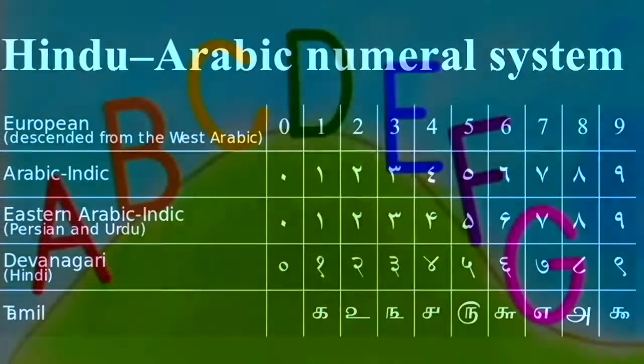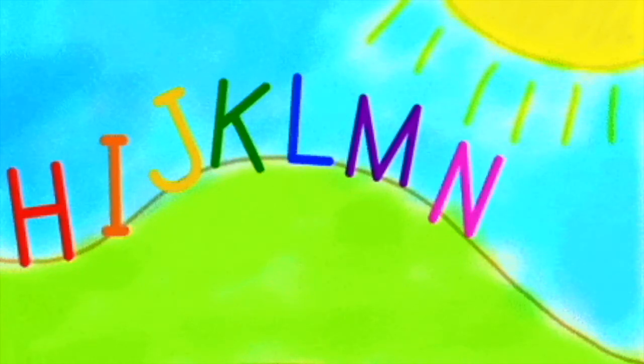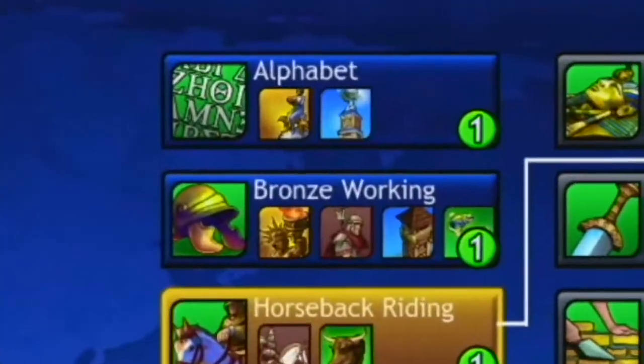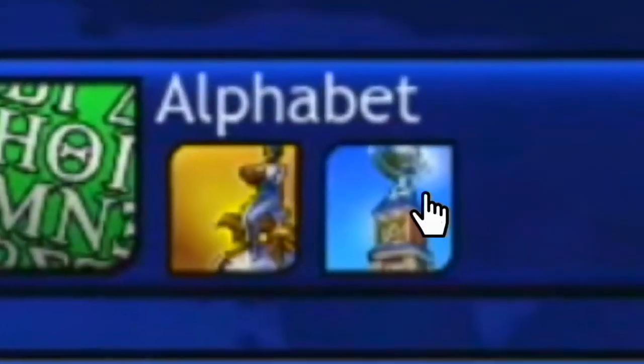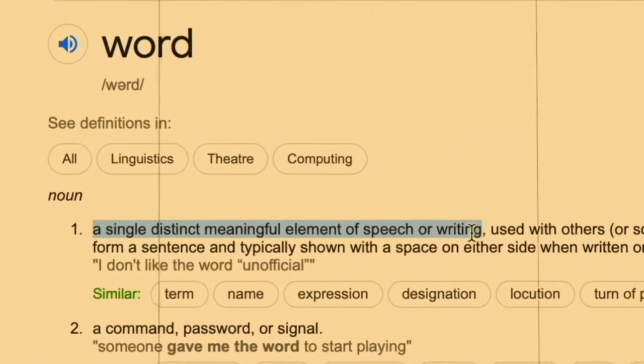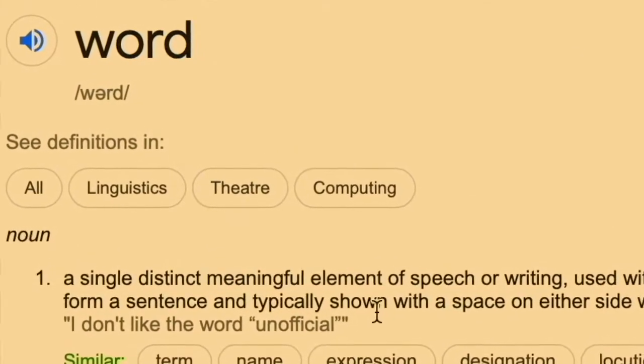More on those later. We recognize these symbols as letters because languages and alphabets have been passed down and collectively agreed upon in order to be useful to humans. So what do we mean by useful? Well, letters are used to build words. And what's a word? A word is a single, distinct, meaningful element of speech or writing. Emphasis on meaningful. If you strip a word of its meaning, it's just a noise or some sort of markings.